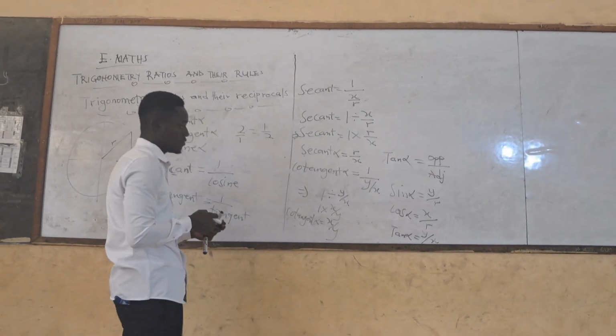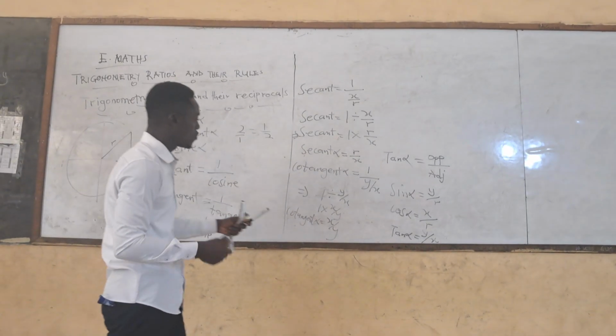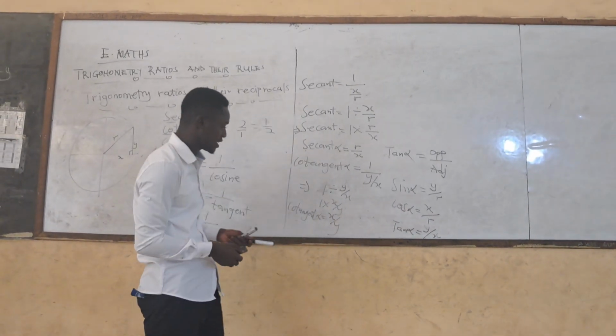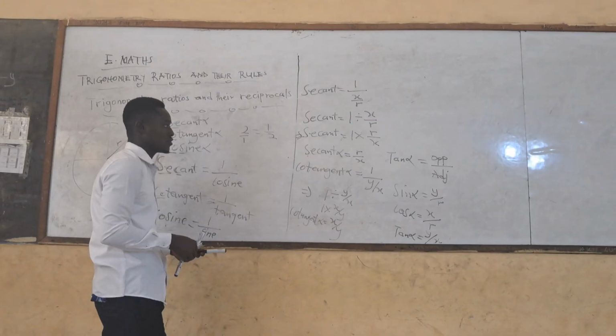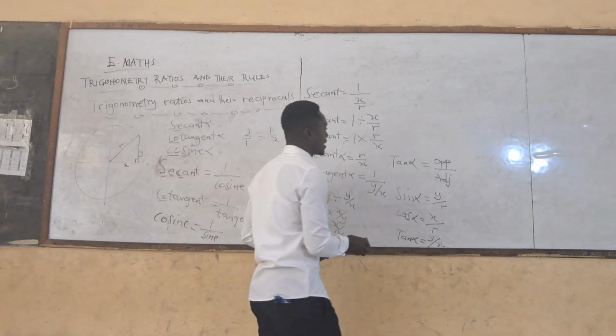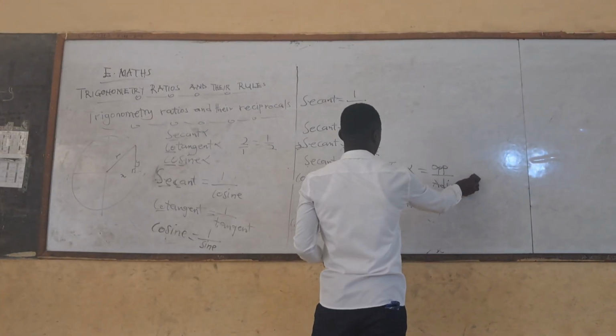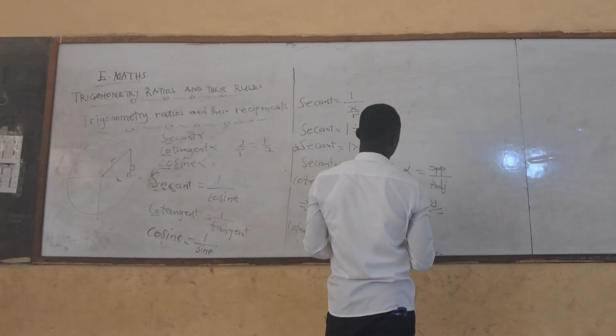Cotangent alpha is x over y. So as you can see, cotangent has interchanged the ratios. It has reciprocated the ratio, the variables. Now let's consider the last one.